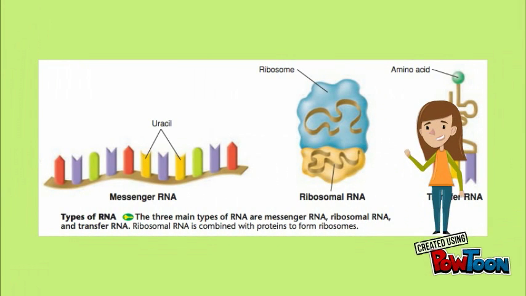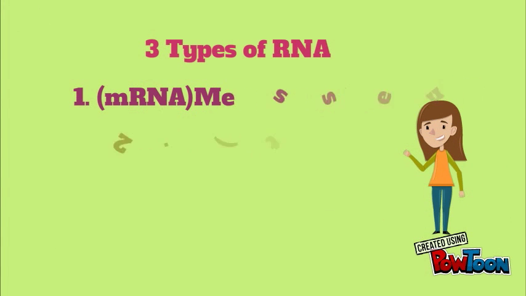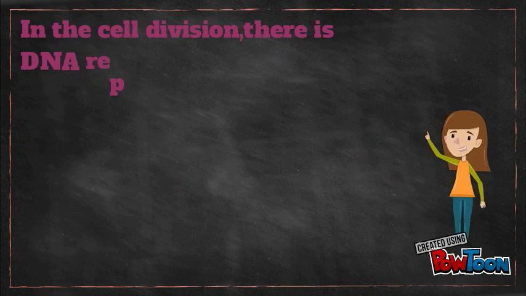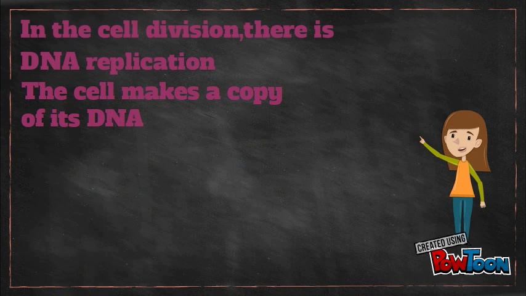There are three types of RNA. First type is the mRNA, which stands for messenger RNA. It carries genetic information from nucleus to the cytoplasm of a cell. The second type is the tRNA, transfer RNA. It transports specific amino acids. In the cell division, there is DNA replication, wherein the cell makes a copy of its DNA.